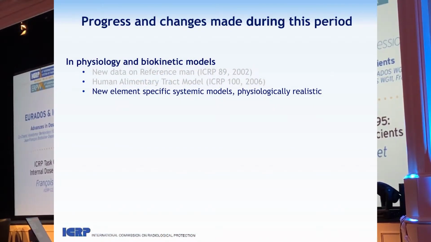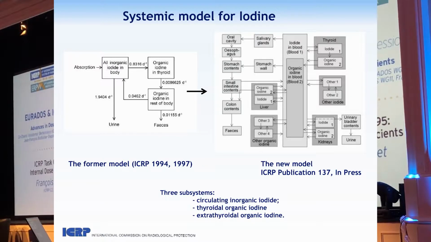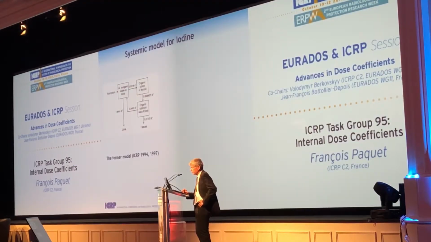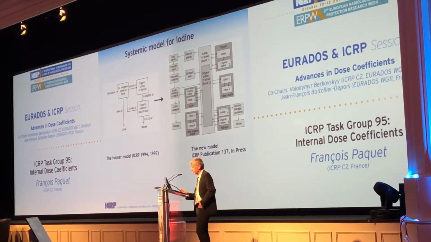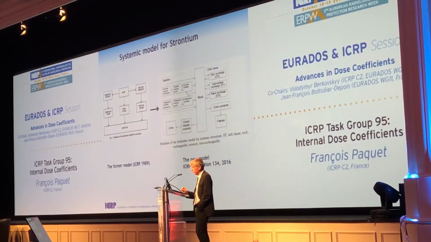We do have also new element-specific systemic models, which are more physiologically realistic, which better describe the real behavior of the element. Again, I will not show you too many examples, but just for a snapshot, this was the former model for iodine, which was the simplest model with three compartments. And here, this is the new model for iodine, which describes, we hope, more precisely the behavior of iodine in the body. The same applies for strontium. With the former model, strontium is known to deposit on the bone, and so we had few compartments in the bone, and here, definitely in the new model, we try to describe more precisely the deposition of strontium in the different compartments of the bone and in the different compartments of the body.